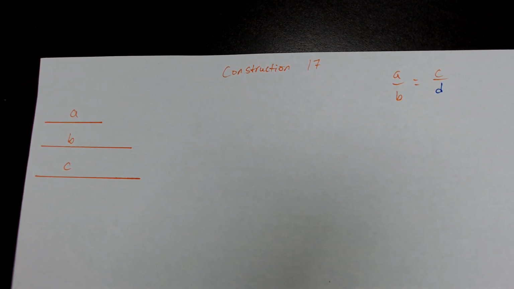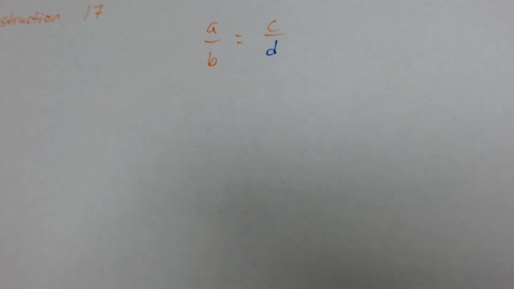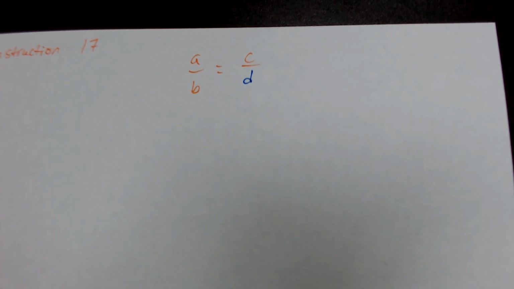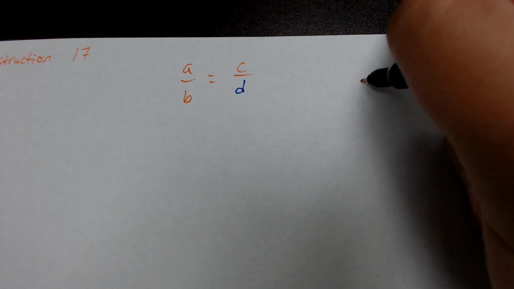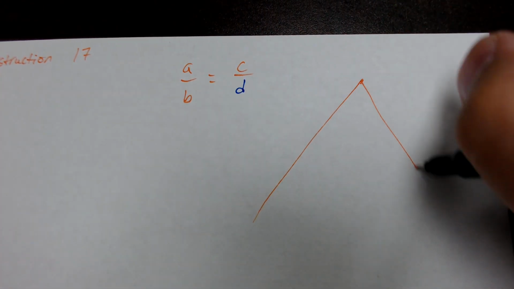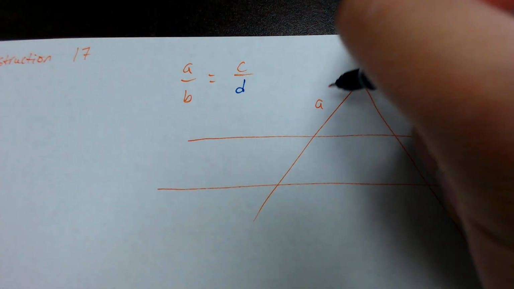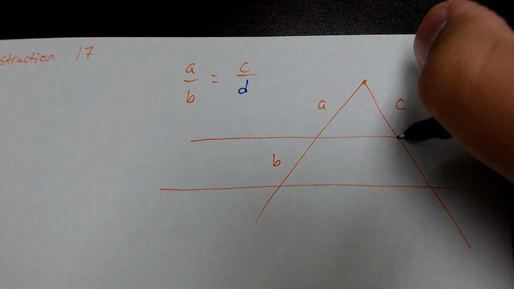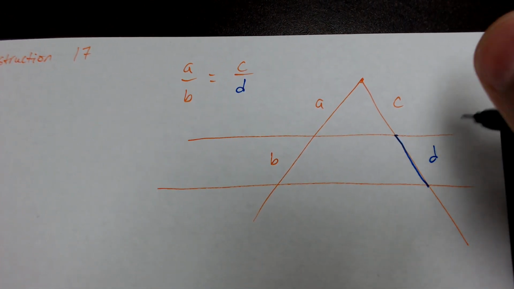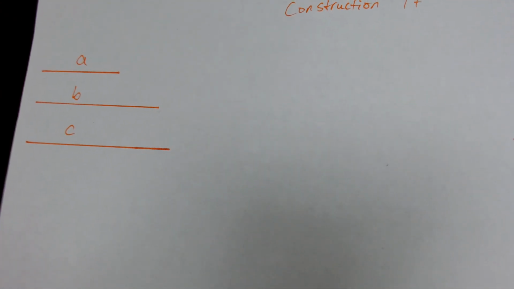Also, if you remember from our proportion problems, a fourth proportional can be drawn with transversals through a parallel line. So let's say we have a single point and we have a transversal here, and then we have two parallel lines, right? This could be section A, B, C, and then over here, this would be section D, or the fourth proportional. And this is what we're going to construct with these three given lines.